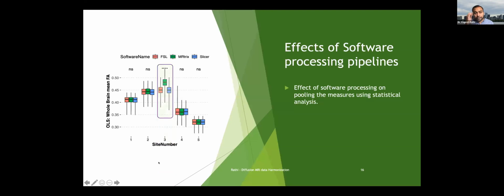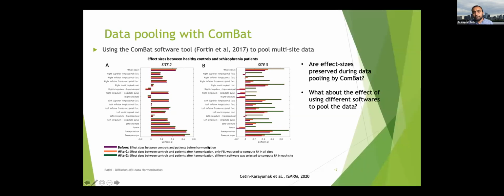So the question is, if one site processes the data with FSL, another one with MRtrix, a third one with Slicer, even though they're doing exactly the same thing, they think they're doing a DTI fit. They're using the same ordinary least squares fit, and this is at the whole brain level. How would anything work? This is our comparison with data pooling.